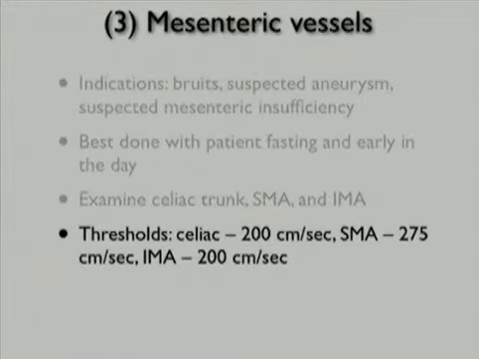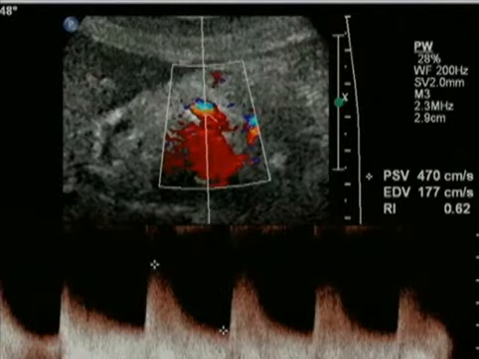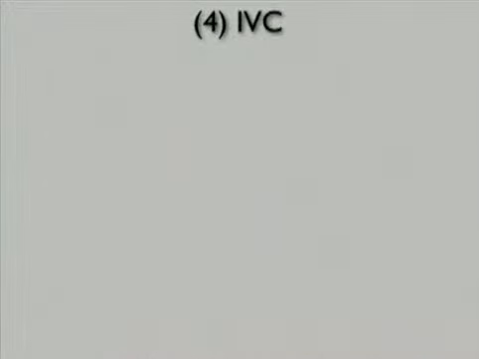It's important to examine all the vessels as best you can, the celiac axis and its branches, the SMA and the IMA. And I won't go into this in great detail, just to mention that various thresholds have been published. These are the ones that I use in the celiac axis and the IMA, 200 centimeters per second, and the SMA, 275 centimeters per second. Here's an example of an abnormal case of celiac axis with a peak systolic velocity of greater than 4 meters per second, in this case with celiac axis stenosis.